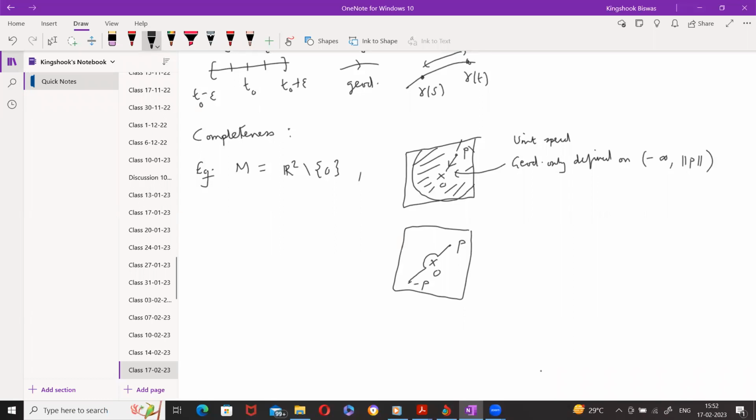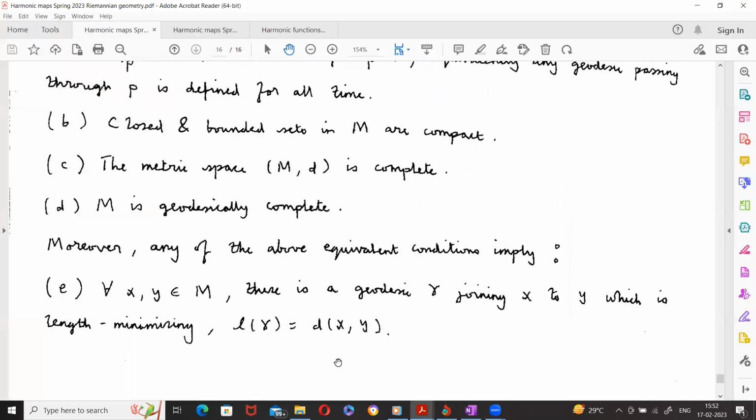So in particular, we see from the Hopf-Rinow theorem that any compact manifold is going to be complete, right? Because any compact metric space is complete, and therefore any compact manifold will be geodesically complete. Okay, so any compact manifold will be geodesically complete. Geodesics will be defined for all time.